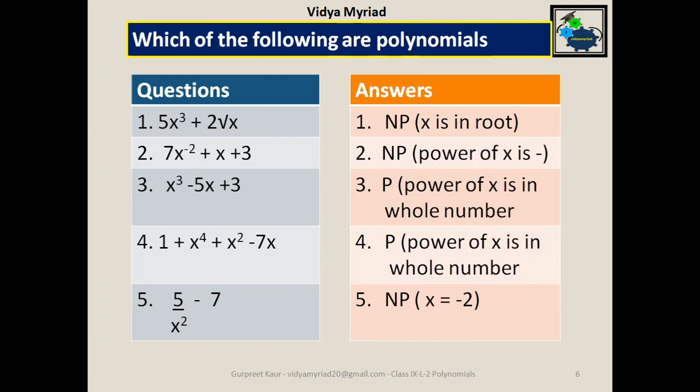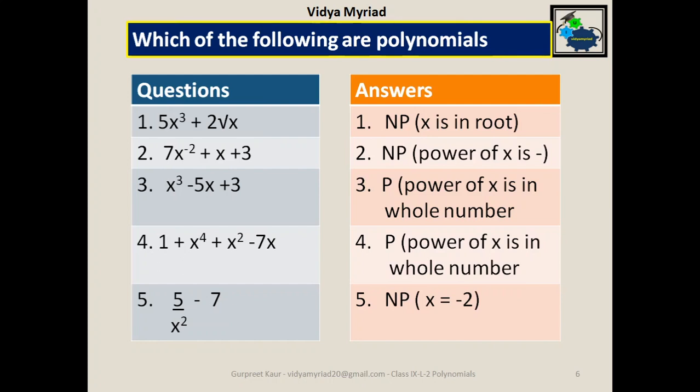Then x cube minus 5x plus 3. Here it is a general expression, so it is a polynomial. And next, 1 plus x raised to power 4 plus x raised to power 2 minus 7x. This is also a general expression, so it is also a polynomial. And the last one, you have a variable in the denominator which leads to the answer not a polynomial.